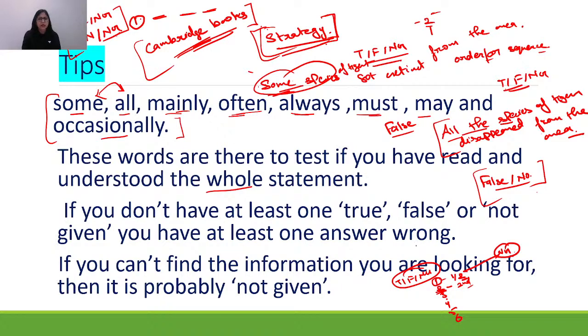So don't waste time searching for the answer to a question. Many a time students read the complete passage just because they are not getting the answer for the first question. It can be not given, no? There is a possibility that the answer for the first question is not given. So if it's not given, you won't find it anywhere in the text, isn't it? So the answer for the first question you should try finding in the first or second paragraph.